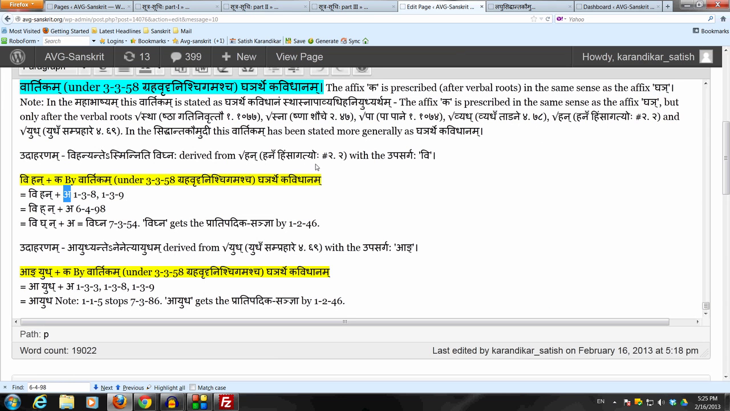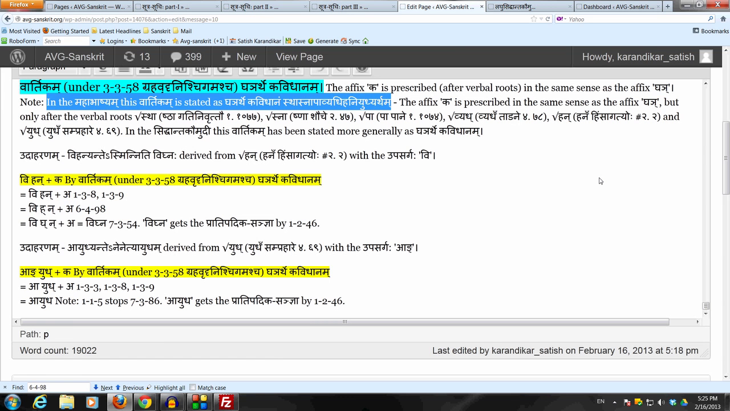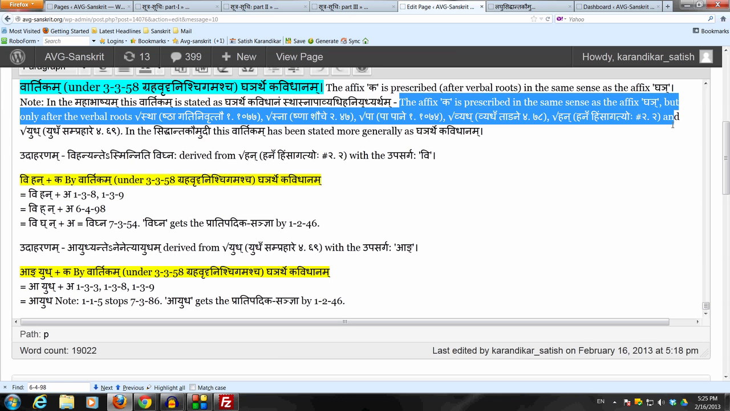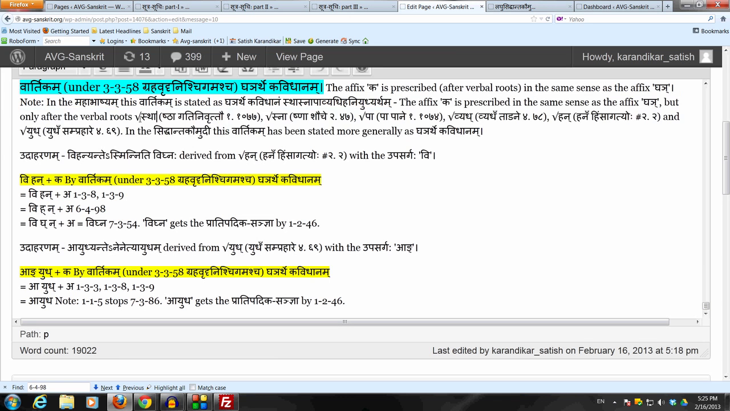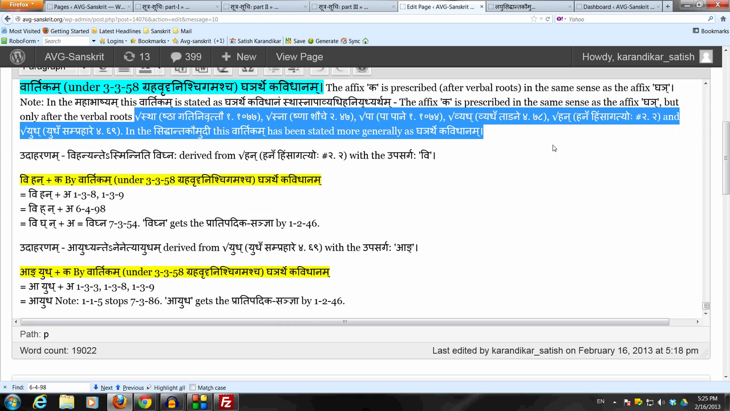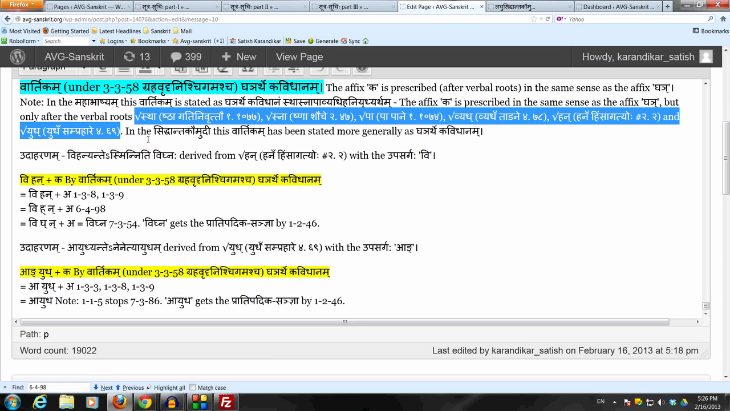Okay, actually in the Mahabhashyam, this Vartikam is stated as Ghanyarthe Ka Vidhanam Stha Sna Pa Vyadhi Hani Yudhyartham, which means that the affix Ka is prescribed in the same sense as the affix Ghai, but only after the verbal roots Stha, which is Shtha Gati Nivrittau in the Bhavadiganaha, Sna, which is Shna Shauche in the Adadiganaha, Pa, which is Papane in the Bhavadiganaha, Vyadha, which is Vyadha Tadane in the Divadiganaha, Han, which is of course Hana Himsagatyoho in the Adadiganaha, and Yudh, which is Yudha Samprahare in the Divadiganaha.